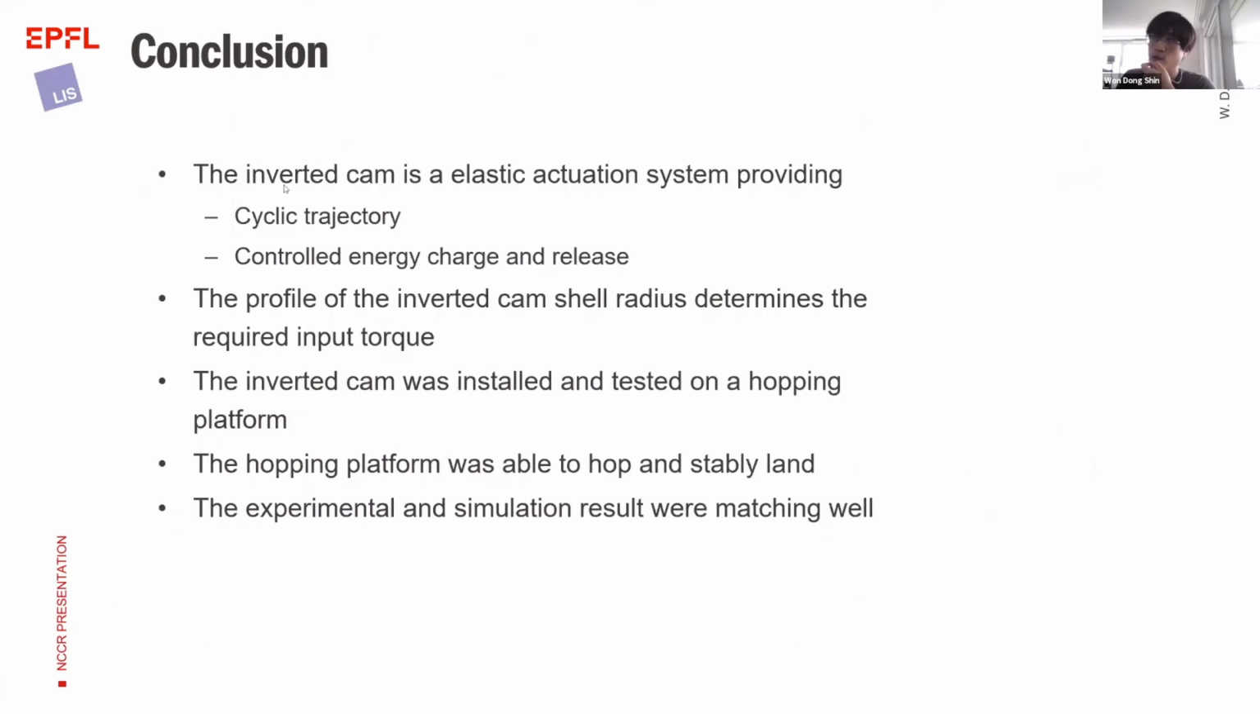So, to summarize the conclusions, the inverted cam is an elastic actuation system providing a cyclic trajectory and controlled energy charge and release. The profile of the inverted cam shell radius determines the required input torque, and we can tune that by choosing a proper function of the radius. The inverted cam was installed and tested on a hopping platform, and the hopping platform was able to hop and stably land. The experimental and simulation results were matching quite well.